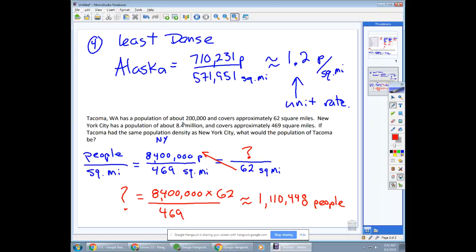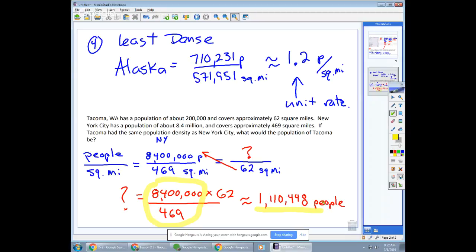Wow. That would be pretty crowded. And again, they're talking about New York City, not New York State. If you looked at New York State separately, because of the northern end of New York, it's wicked sparse. So New York State is not very dense, even though New York City is. Now, something to keep in mind here, another way to think about what we did: if I take that 8 million divided by the 469 square miles, that's the population density of New York City. And so what we did is we just multiplied the density by the area of Tacoma. And that scaled the number of people, right?